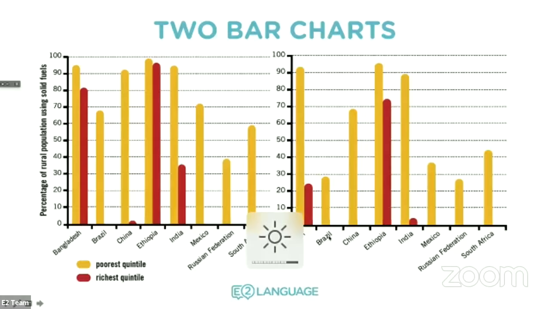Okay, so let me try this. Here we go. These bar charts represent the percentage of the rural population that use solid fuels in the poorest and richest quintiles in various countries, including Bangladesh, Brazil, China, and others. Ethiopia uses the same amount, or almost exactly the same amount, in both the poorest and the richest quintiles. In the second chart, the richest quintile is far less in Ethiopia. In India, in the second chart, the richest quintile is almost non-existent, whereas the poorest quintile is quite high at around 90.